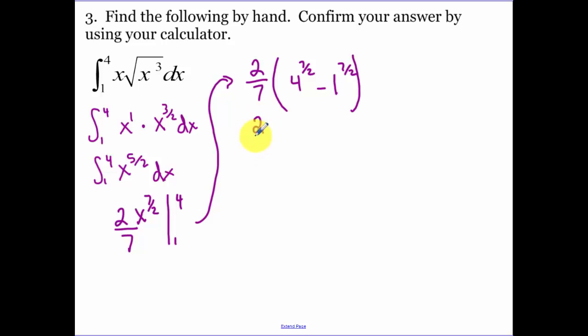Okay, so remember that that bottom number, I get square root 4, which is 2. 2 to the 7th is 128 minus 1. Simplifying that all out, we get 254 over 7.